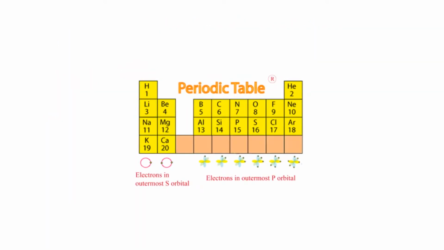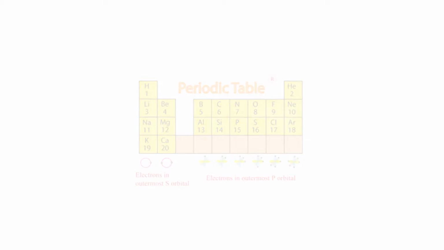The bottom bar shows the electrons in the outermost orbital. S orbitals are the outermost orbital for columns 1 and 2. The atoms in the first column all have one electron in the outermost s orbital. The second column has 2 electrons in the outermost s orbital. P orbitals are the outermost orbital for columns 3 to 8. Column 3 has 1 electron in the outermost p orbital. Column 4 has 2 electrons in the outermost p orbital, and so on.